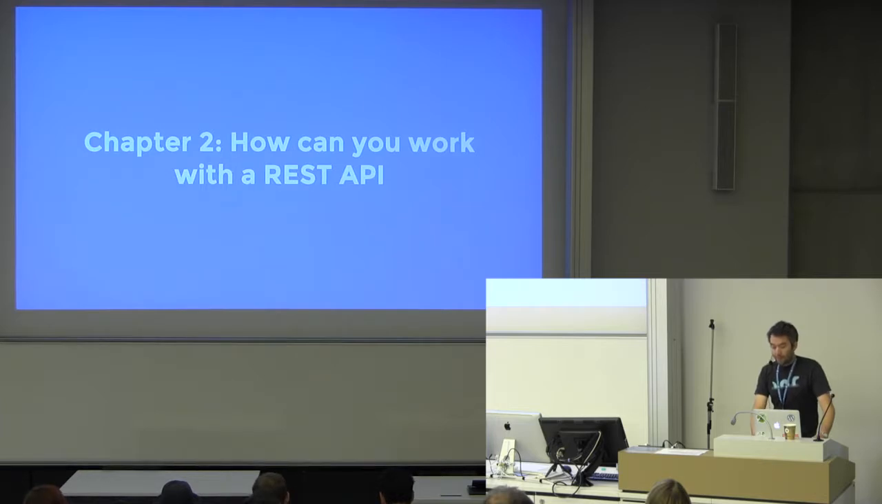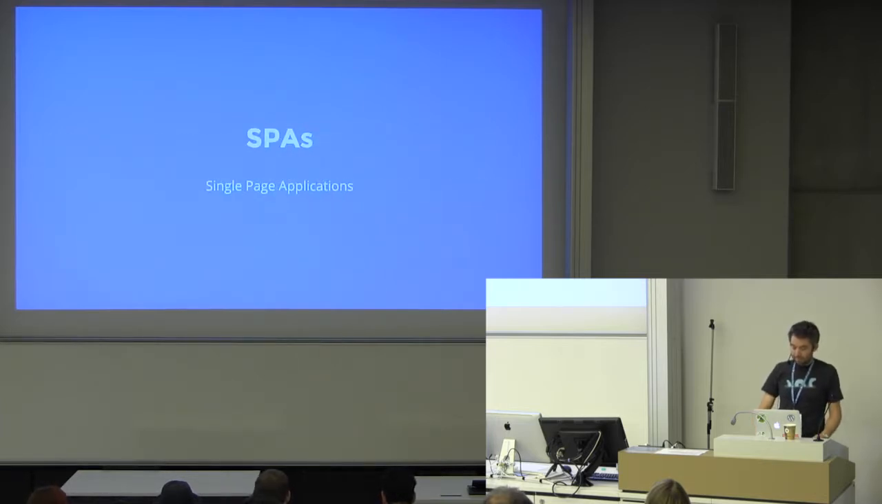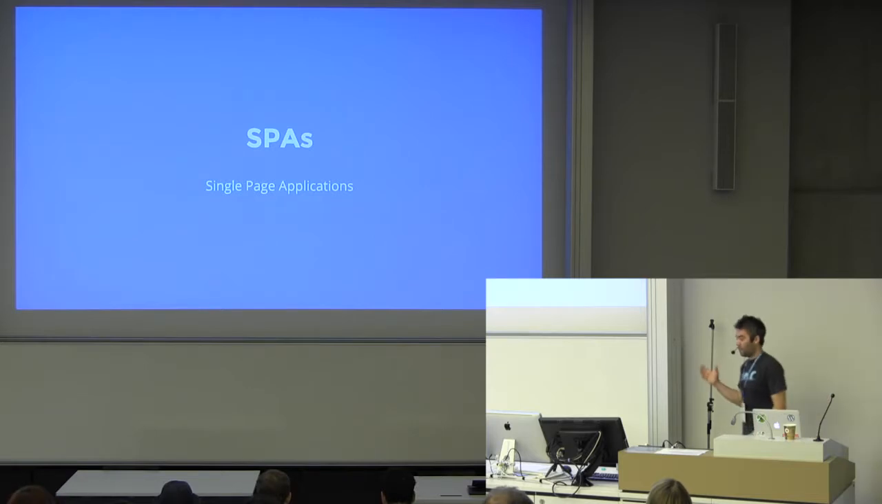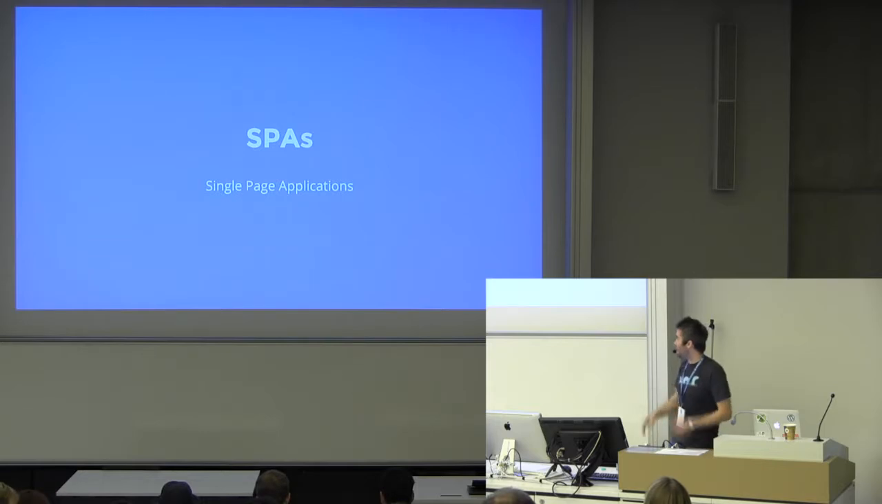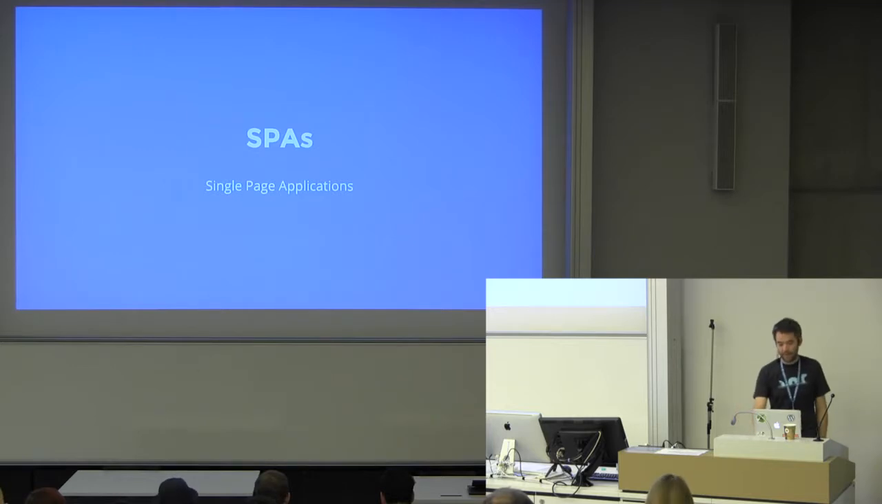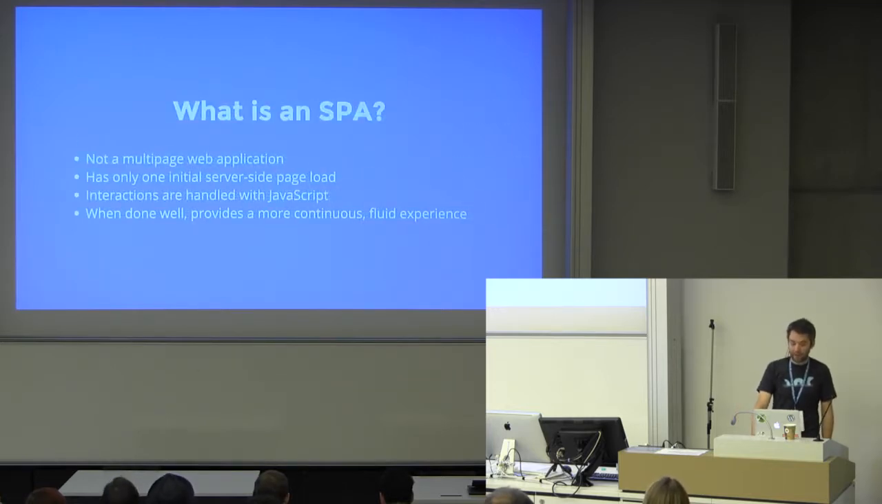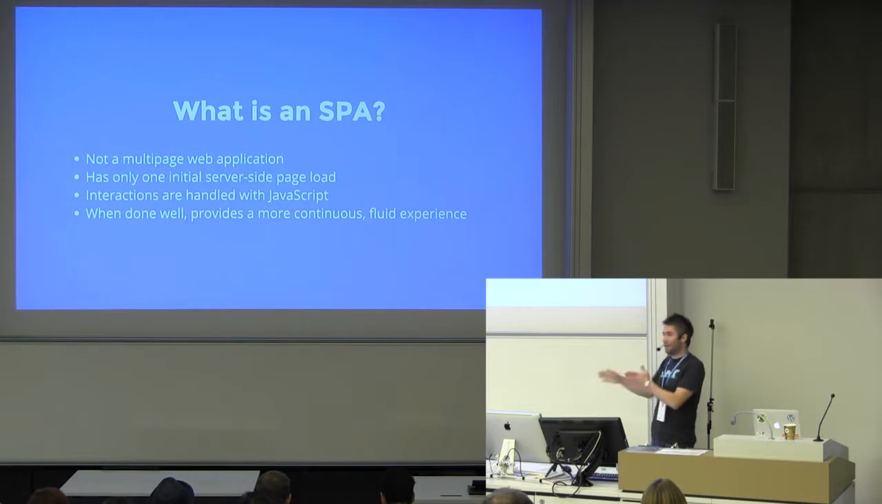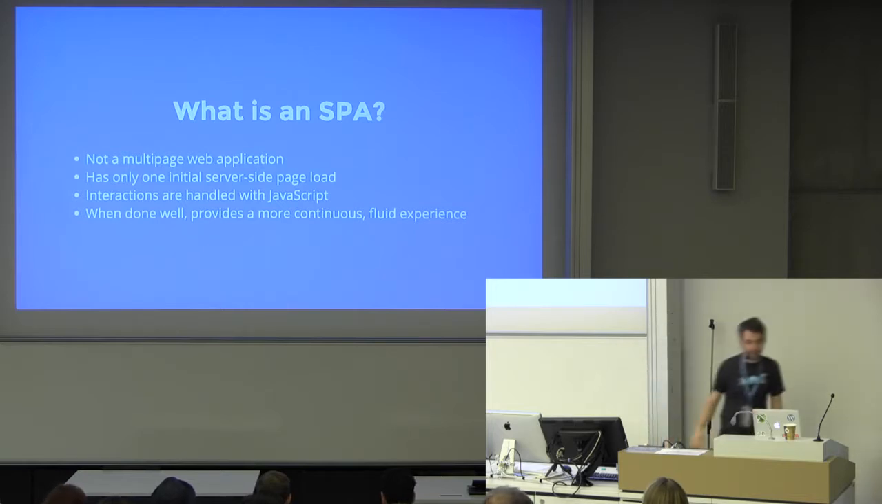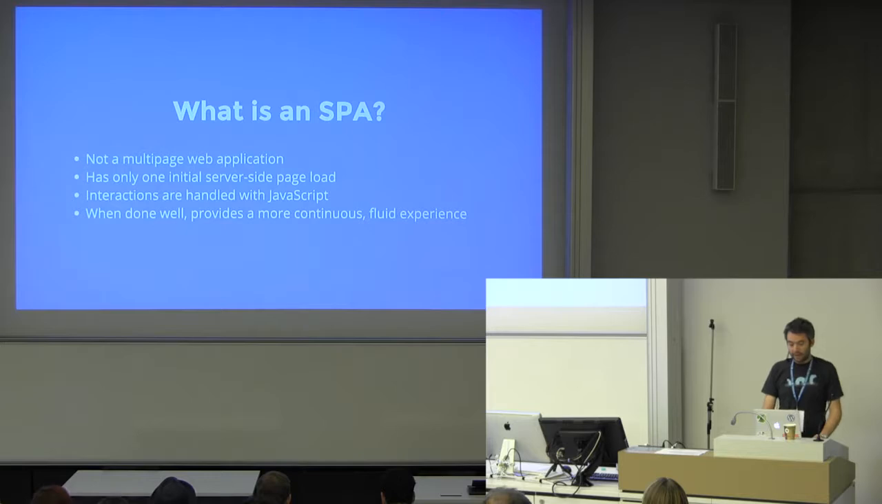So, second part of the talk, how can you work with a REST API? The most common way that some of you have probably heard of is a single-page application, or SPA. This is the umbrella term that's been given to websites that do this kind of thing. So what is a single-page application? It's not a multi-page web application, which is the term for the traditional website. So that's how we can differentiate the two different things we're talking about. And as I say, multi-page is where you just have a set of links, and it's just the standard. It's the web. It's the original way that browsers read the web.